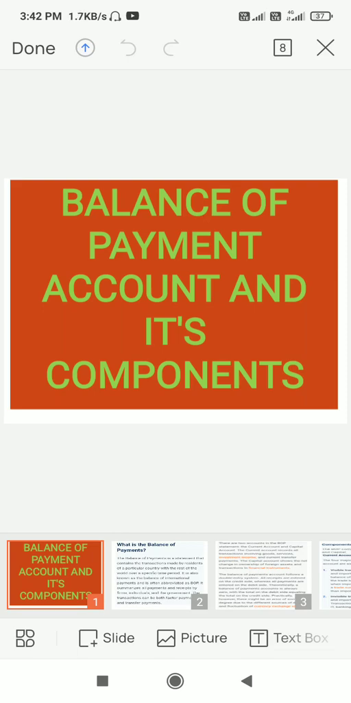So here I'm with a new topic, that is balance of payment account and its components. I think you got this topic before because you all have accounts. Just because we are discussing international trade, in this international trade, this account plays a very crucial role, and that's why we need to discuss this account and its components.